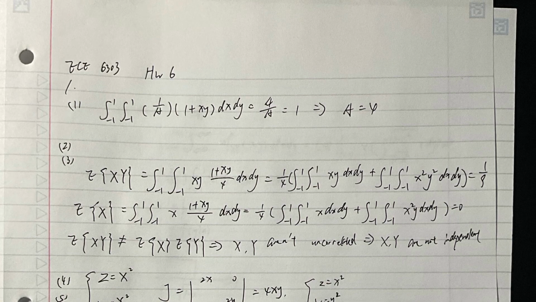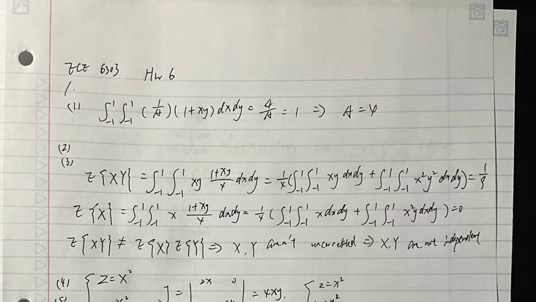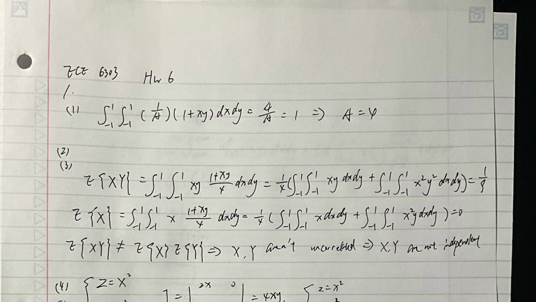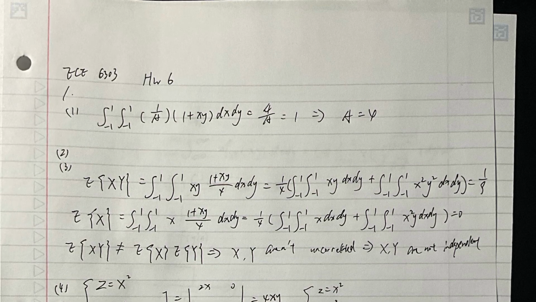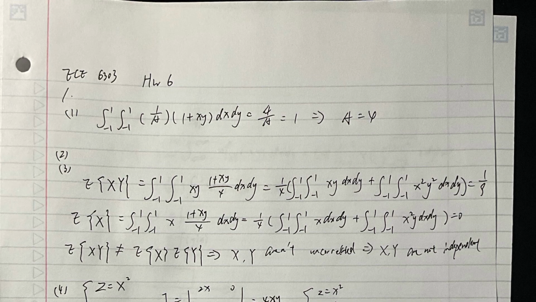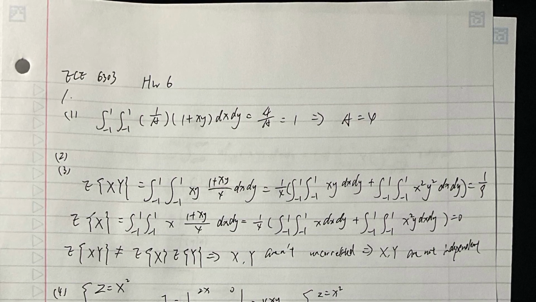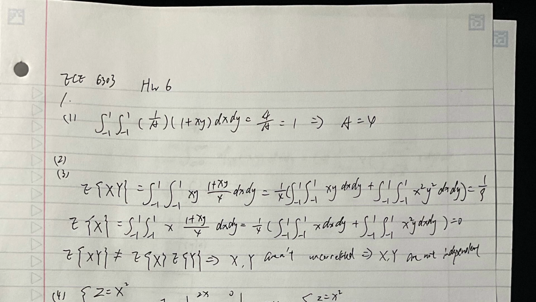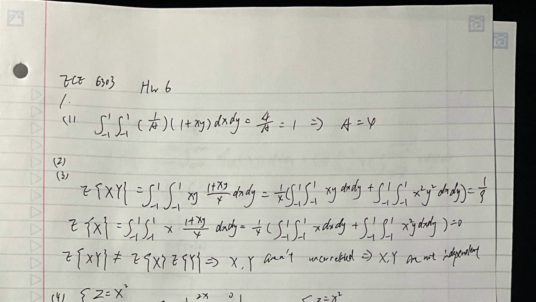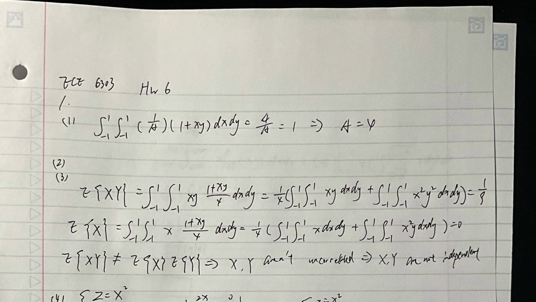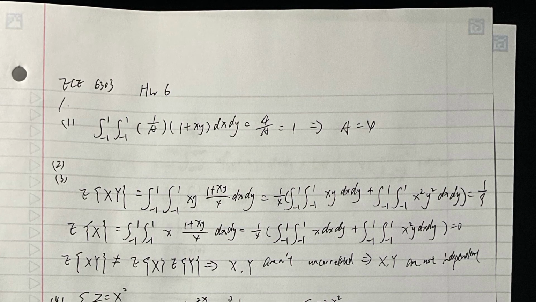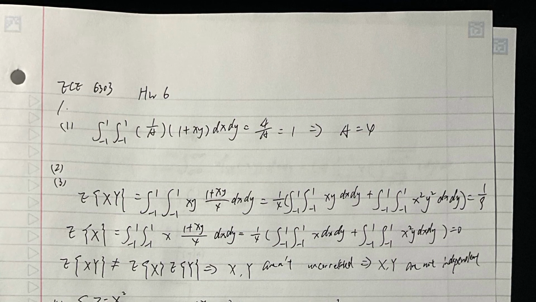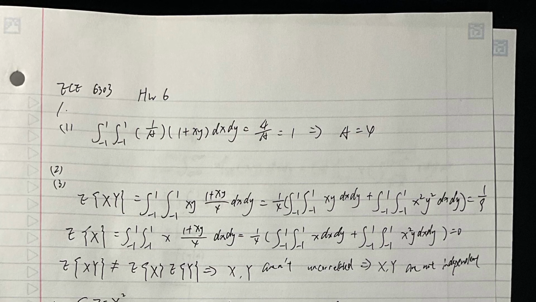And then E[X] equals the integral from -1 to 1, integral -1 to 1, of x multiplied by (1 plus xy) over 4, dx dy, and we could get 0. So E[XY] is not equal to E[X] multiplied by E[Y], which means capital X and Y are not uncorrelated, and also capital X and Y are not independent.